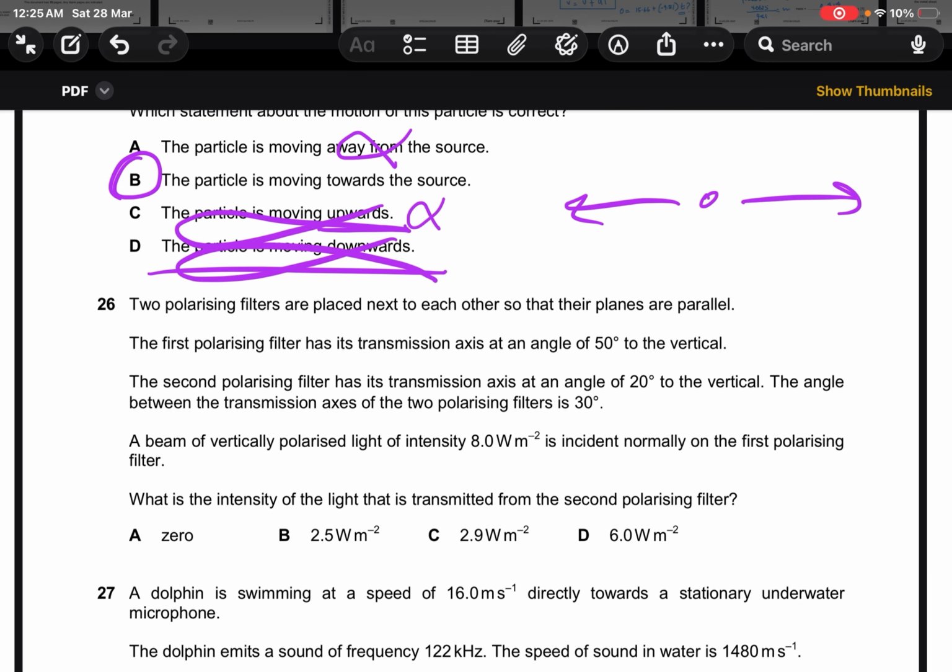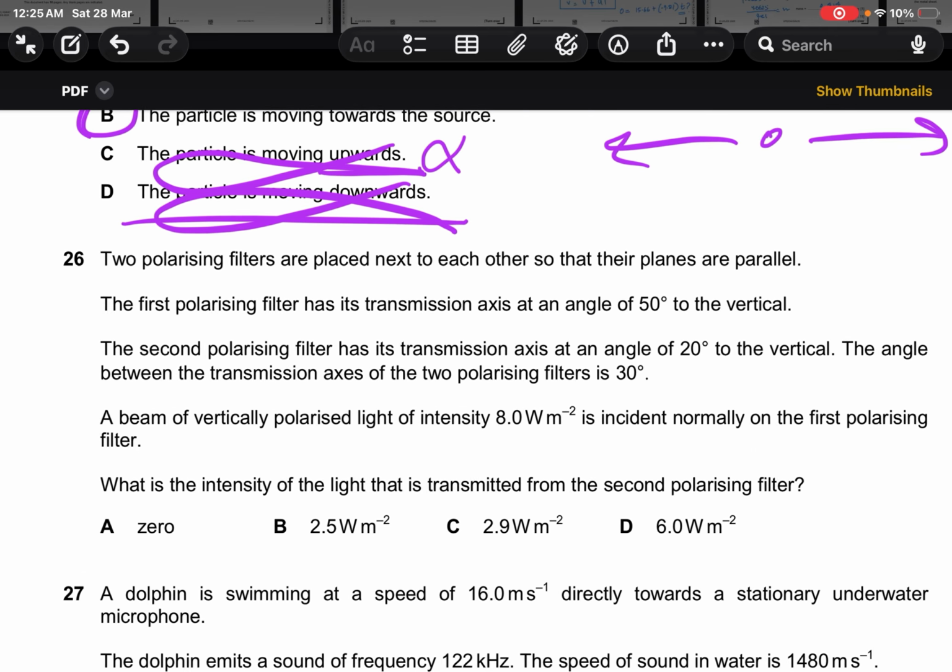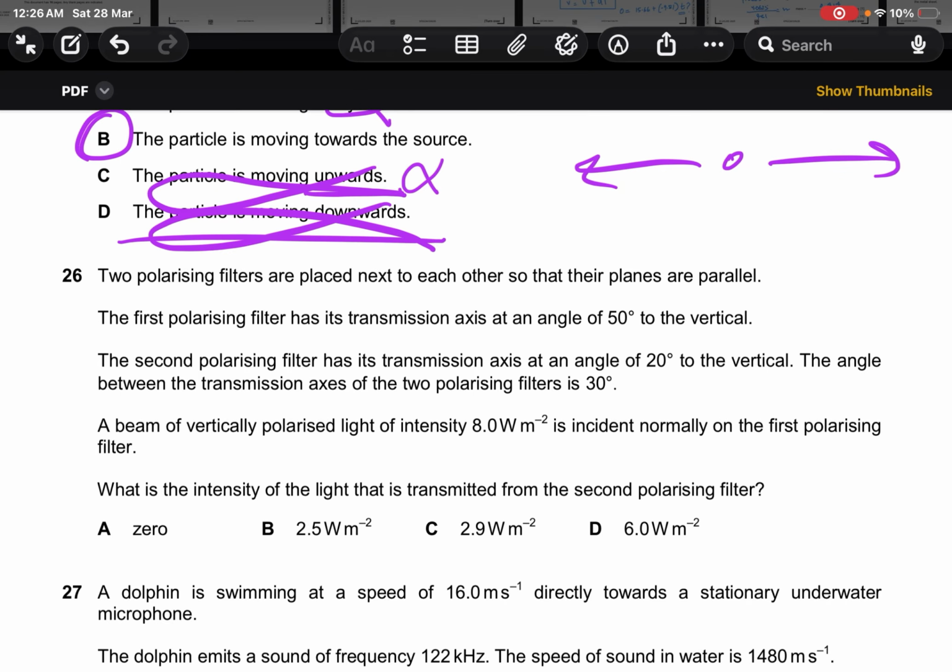Two polarizing filters are placed next to each other so that their planes are parallel. The first polarizing filter has its transmission axis at an angle of 50 degrees to the vertical. The second polarizing filter has its transmission axis at an angle of 20 degrees to the vertical. The angle between the transmission axes is 30 degrees, the relative angle. A beam of vertically polarized light of this intensity is incident normally on the first polarizing filter. What is the intensity of the light that is transmitted from the second polarizing filter?